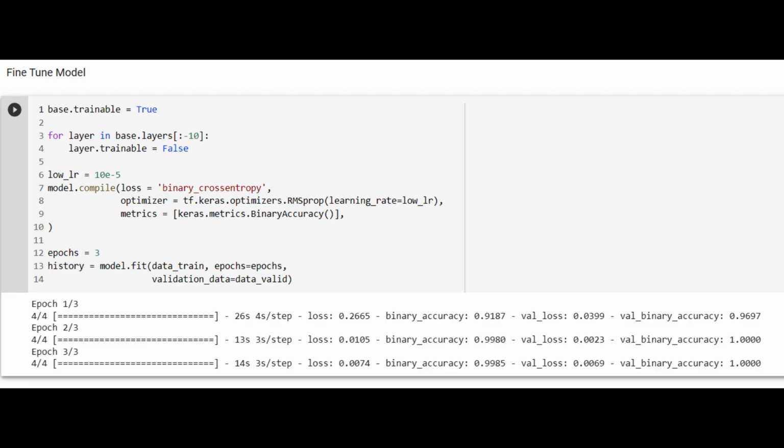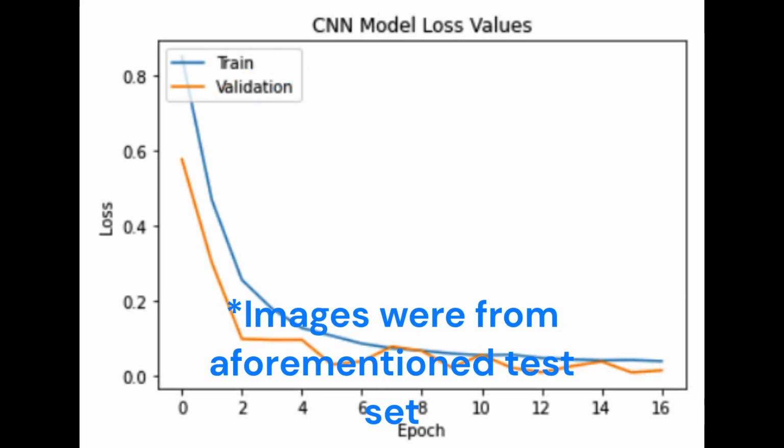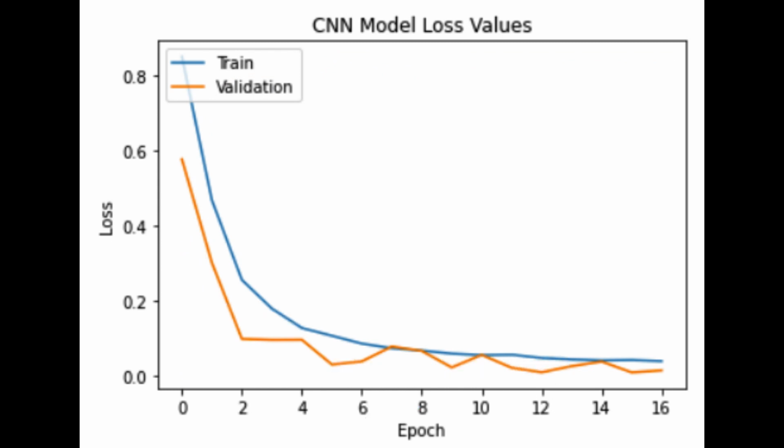This code here is used to fine-tune the model by training the entire model now, at a lower learning rate. You can see the trainable of the base is true because we're training the entire model this time, not just the new layers. You can see on this accuracy values graph here that the accuracy increases as training progresses and generally converges around 99 to 100% mark. On this losses values graph here, you can see that the losses generally decrease as training goes on and gets very close to zero at the end there.